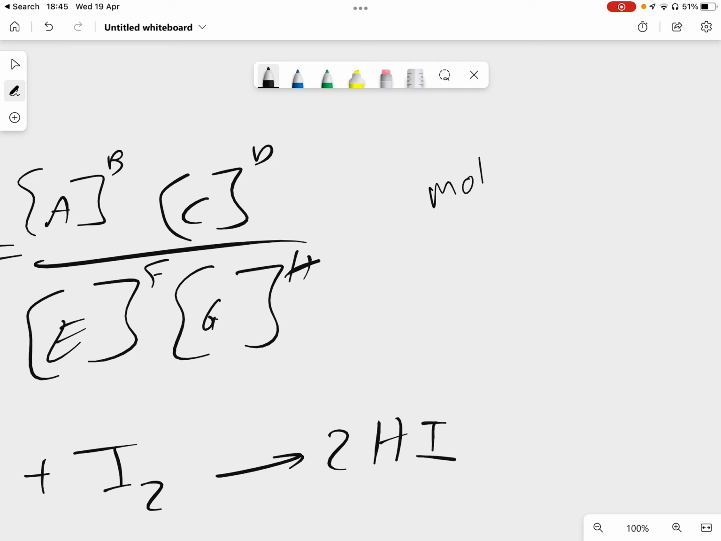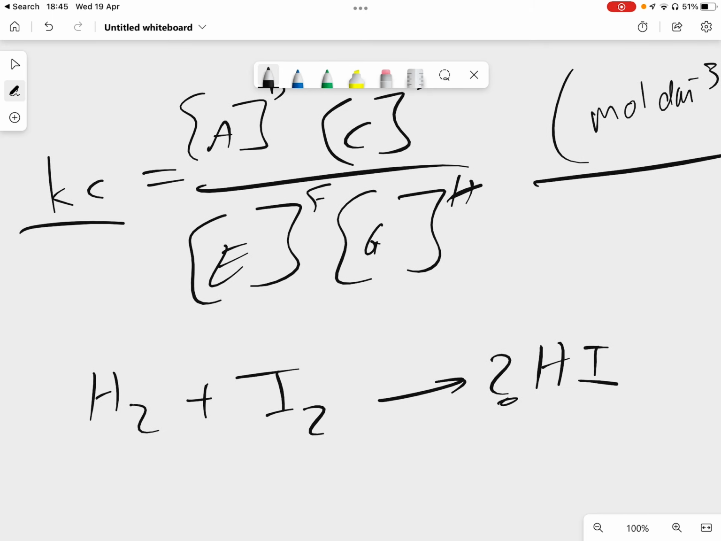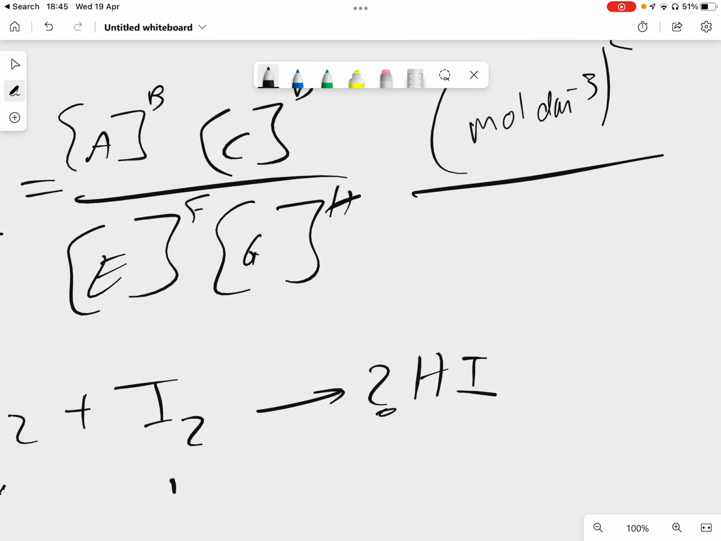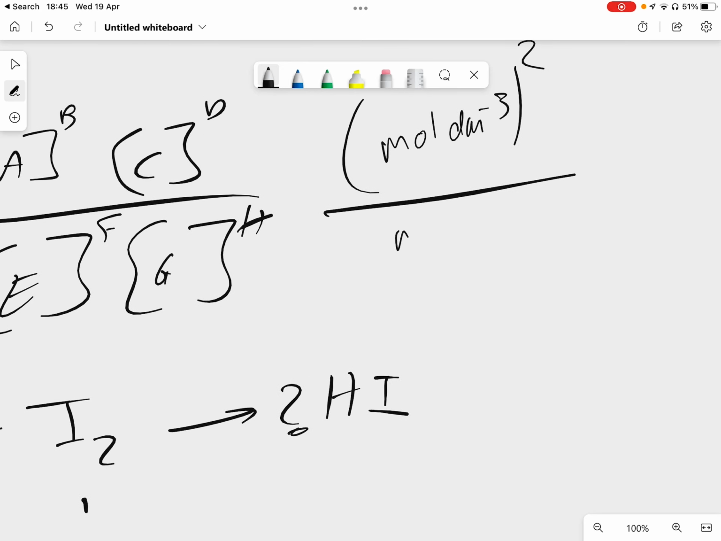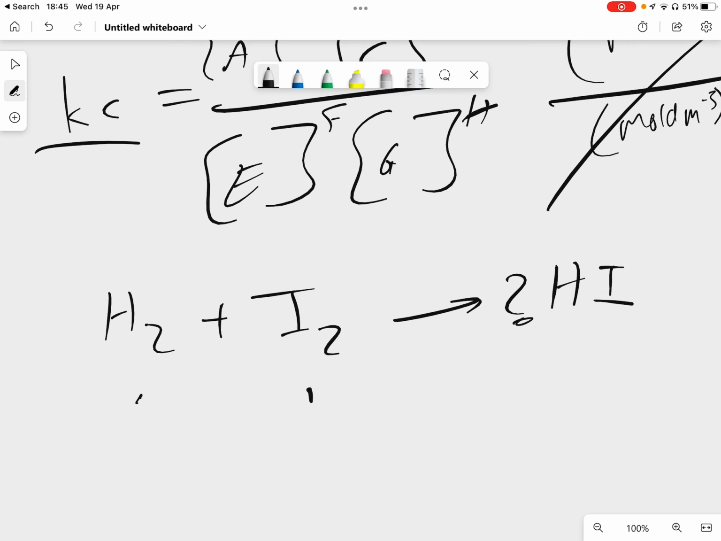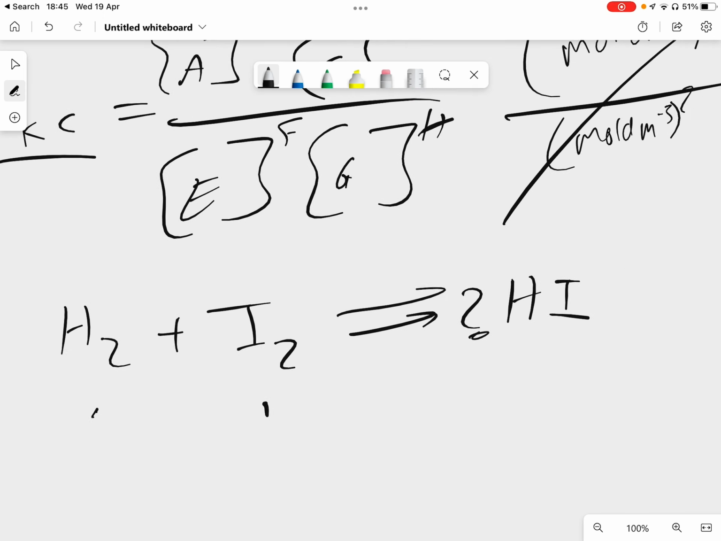So it's products over reactants. So in this case, it's going to be mole per decimeter cubed squared because of this stoichiometry here. And on the bottom, it's the same. It's moles per decimeter cubed, and it's 2 of them, so it's still moles per decimeter cubed squared. And these just cancel, so there's no units. So Kc is showing that we have a lot more product than we do reactants, or vice versa.